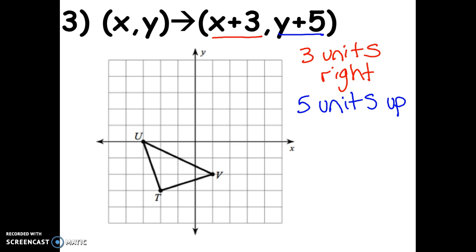So let's start with our U. 3 units right, 1, 2, 3. 5 units up, 1, 2, 3, 4, 5. And that is now U prime. V, 3 units right, 1, 2, 3, and 5 units up, 1, 2, 3, 4, 5. V prime. And again 3 units right and 5 units up. And that is now T prime.